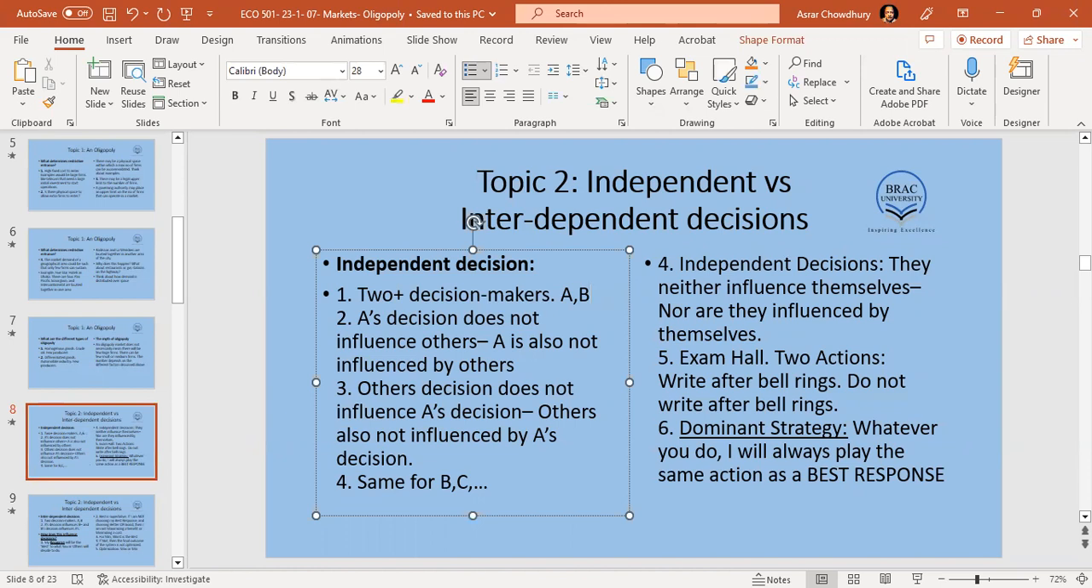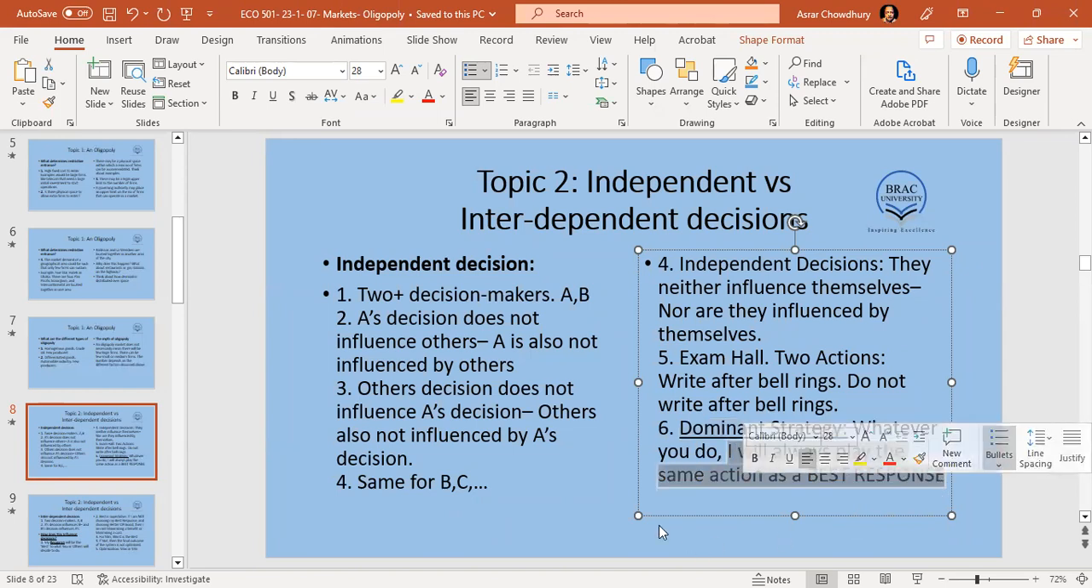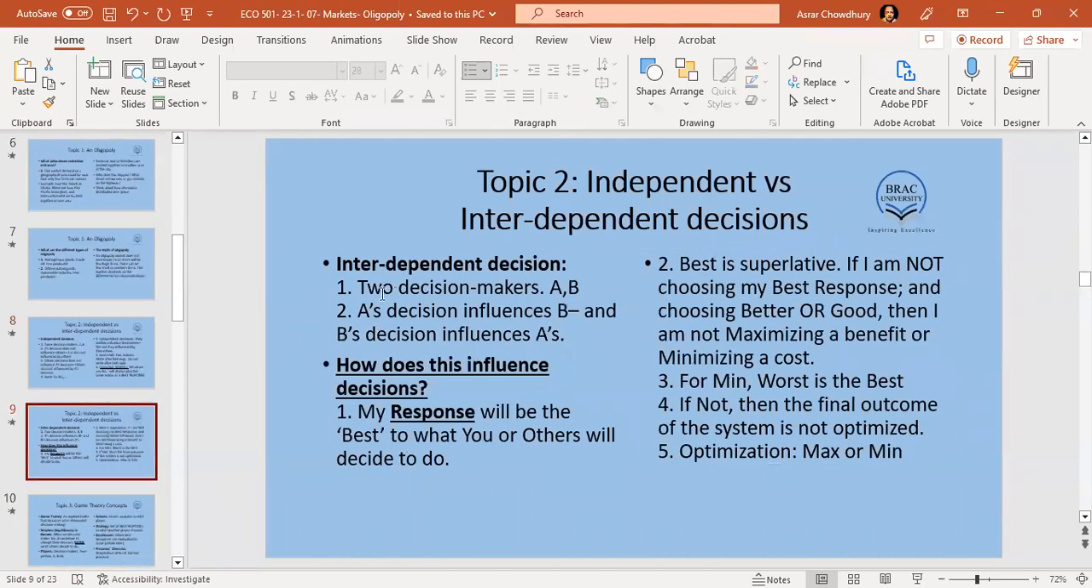So if the decisions are independent, A's decision does not influence B, B's decision does not influence A. Independent decisions are, for example, in an exam hall, right after the bell rings, everybody starts to write. These are called dominant strategy. Whatever you do, I will always play the same action as the best response. This will be clear later. What then is interdependent?